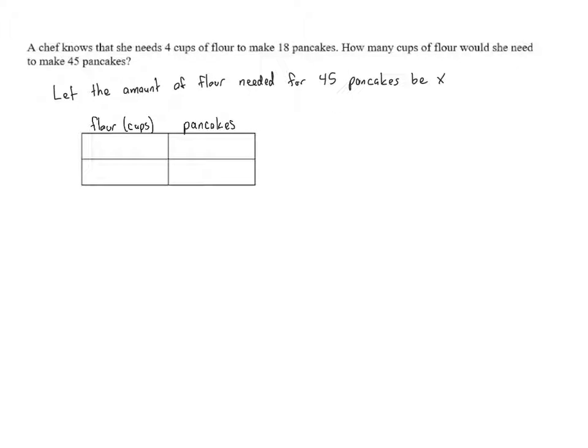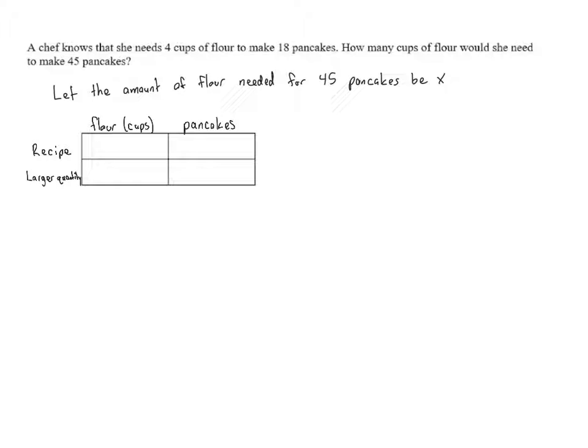Now we're told that the chef knows she needs 4 cups of flour to make 18 pancakes. That sounds like those are numbers that came from a recipe. So we're going to call that the recipe. And then later we're asked how many cups of flour would she need to make 45 pancakes. Well, that's a much larger quantity, so let's write larger quantity. Sorry, I'm running out of room there. Larger quantity. All right, let's try and fill in our table.